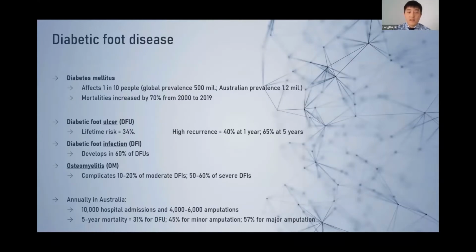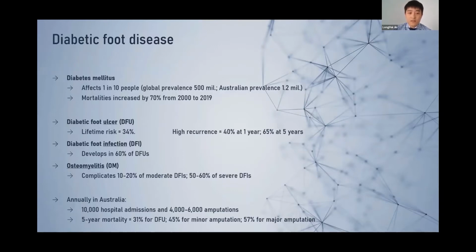Diabetes is a highly prevalent chronic disease. It affects 1 in 10 people worldwide. But even more alarmingly, diabetes-related mortalities have increased by 70% in the last 2 decades. Diabetic foot ulcers have a lifetime risk of 34%, and an annoyingly high recurrence rate as well. 60% of diabetic foot ulcers will develop into infections, and osteomyelitis will complicate up to 20% of moderate infections and up to 60% of severe infections.